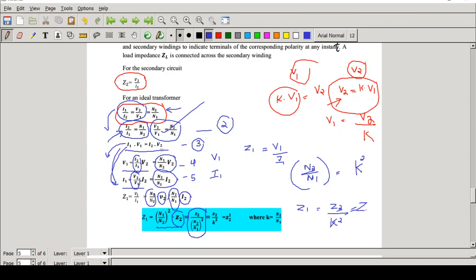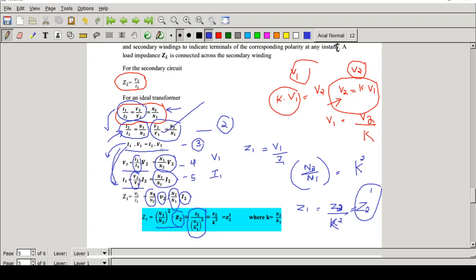The meaning is, suppose we have an impedance Z2 in the secondary. Just listen to this. If you want to transfer it to the primary, first you denote it by a dash, Z2 dash. That means it is the secondary impedance referred to primary. Then how can you get the value for that? You already know the value of Z2, right? Divide it by K squared.